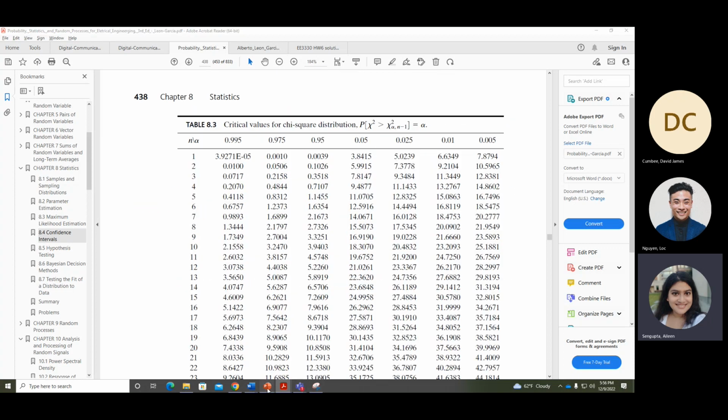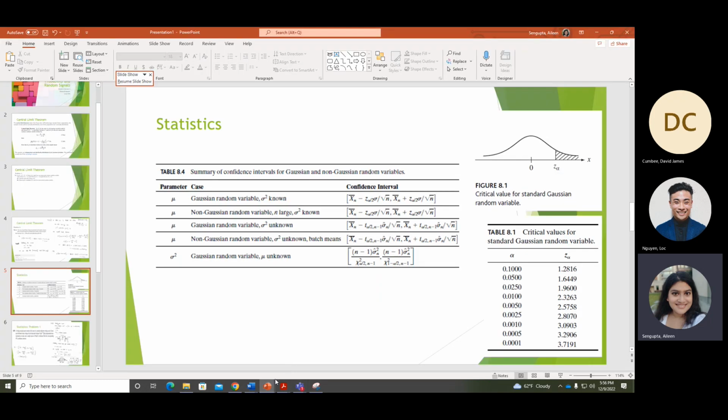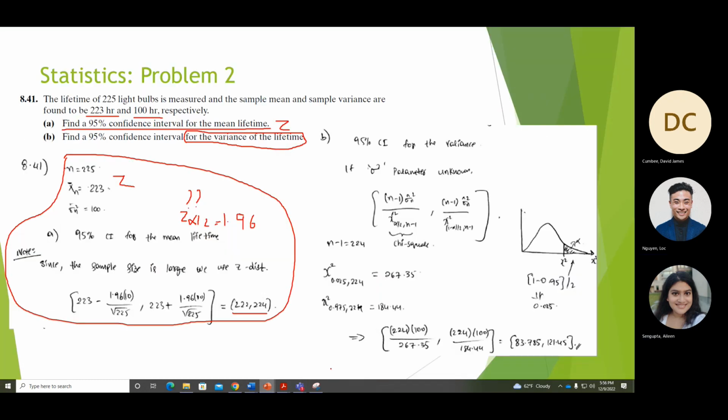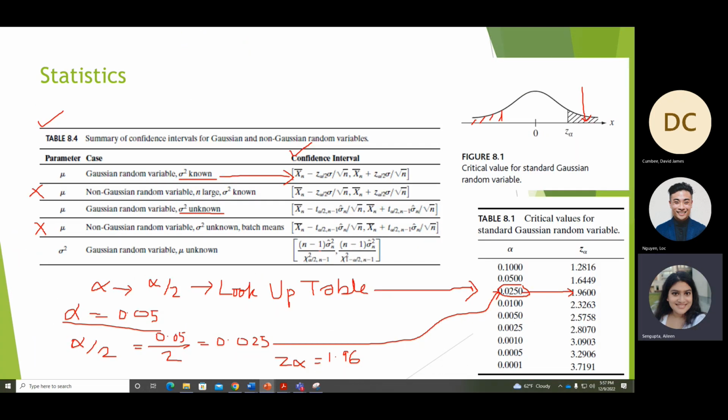So whenever you see this language getting used, you can actually use this shortcut, okay? So then for the variance of the lifetime means that it's 95% CI, but the CI values are going to be chi. Okay, so let's see what chi actually looks like.